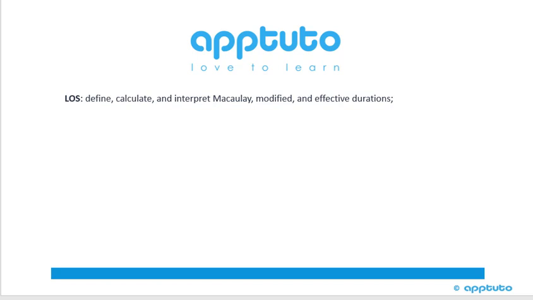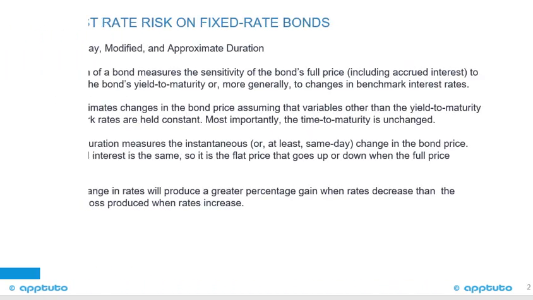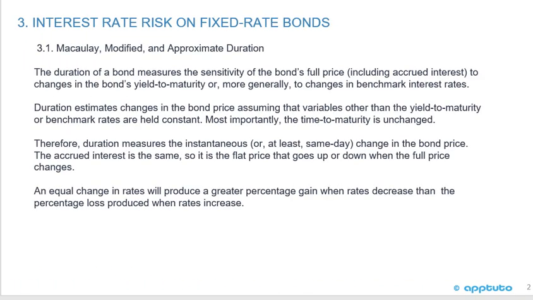This LOS is define, calculate, and interpret Macaulay, modified, and effective duration. Interest rate risk on fixed rate bonds. Macaulay, modified, and approximate duration.